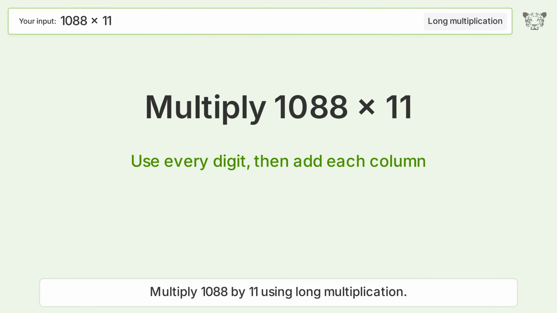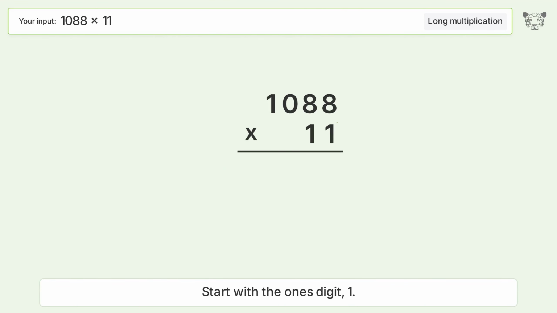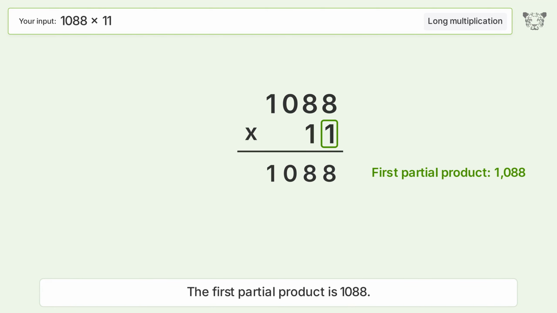Multiply 1088 by 11 using long multiplication. Start with the ones digit, 1. 1 times 8 is 8. 1 times 8 is 8. 1 times 0 is 0. 1 times 1 is 1. The first partial product is 1088.